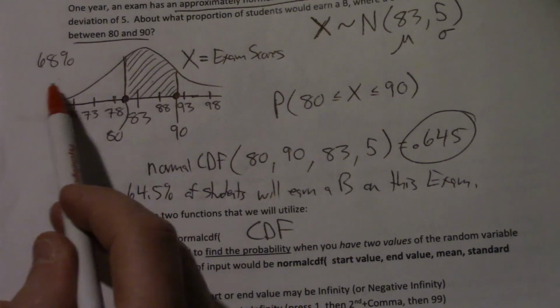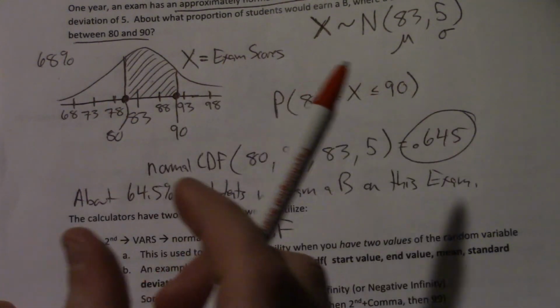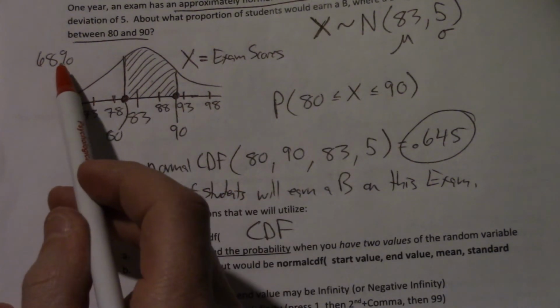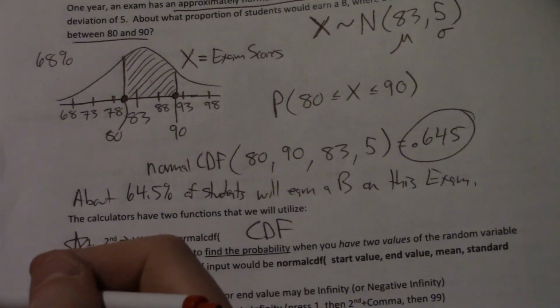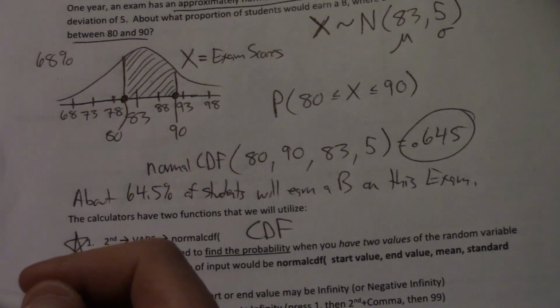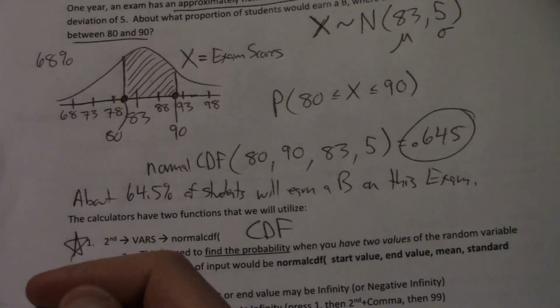So we will commonly use the empirical rule to kind of guesstimate what the solution should be. We thought it would be near 68%, and it's 64.5%. So this seems to match the intuition from the empirical rule, so I'm confident that this is the solution. Okay.